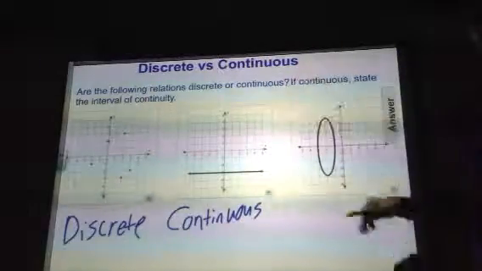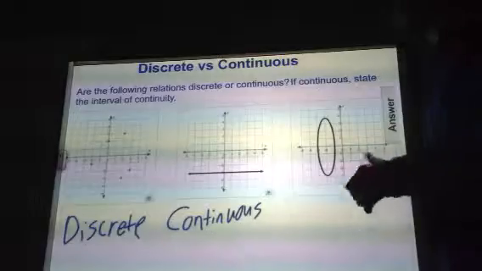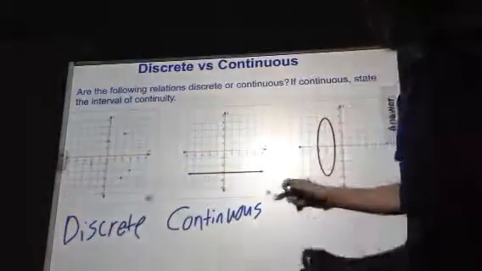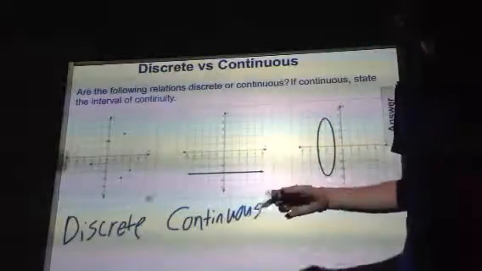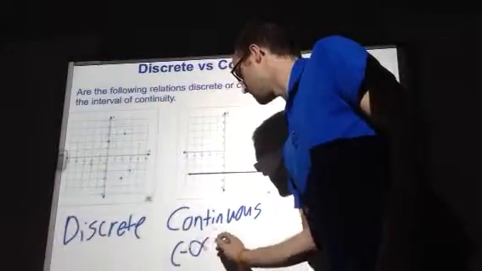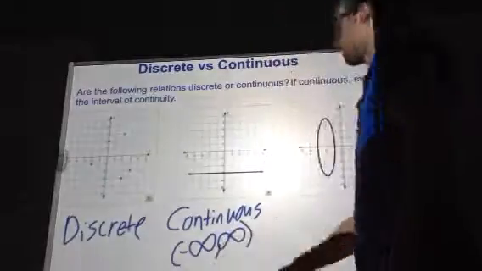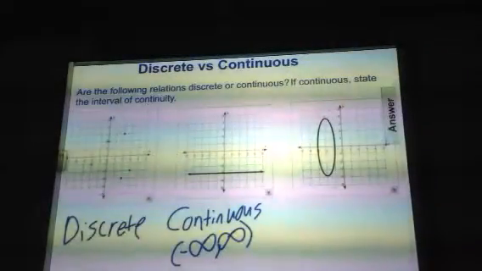And state the interval of continuity. We just talked about interval notation. So here, it goes on forever in both directions for our x values. So our interval of continuity is -infinity to infinity. Remember, we're using parentheses there. There's not a specific value we want to include.